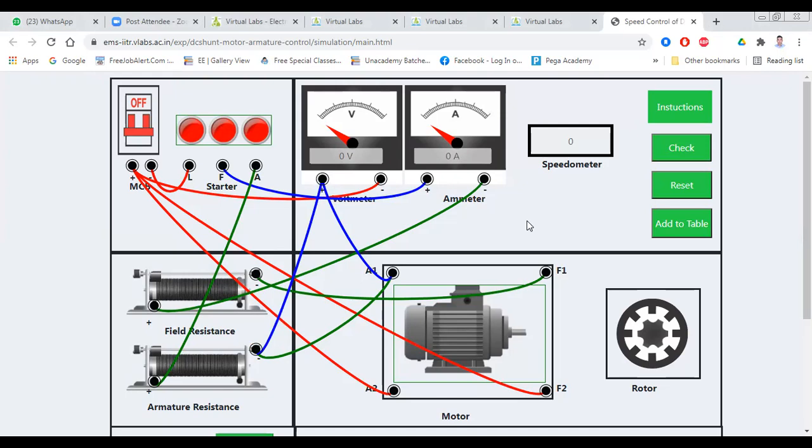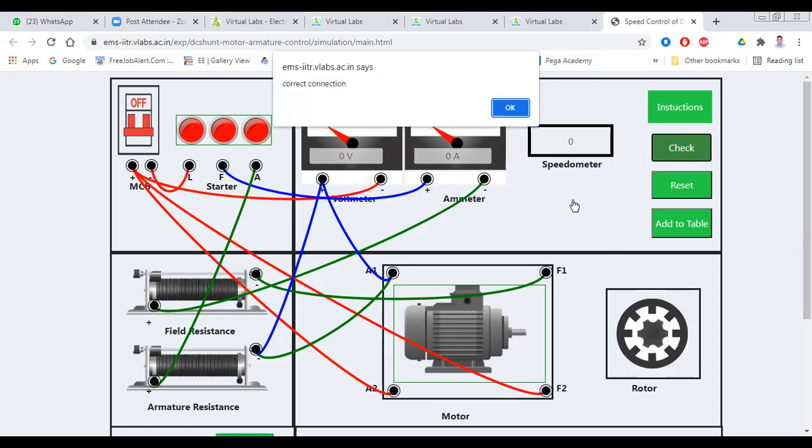So first, when all of you go to the IIT virtual lab, access the IIT Roorkee virtual lab and go to this particular experiment, that is speed control of DC motor by armature resistance control. Then after designing the circuit, you have to check whether the circuit is correct or not. In the IIT virtual lab there is a predefined check button on the right side. You just click that.